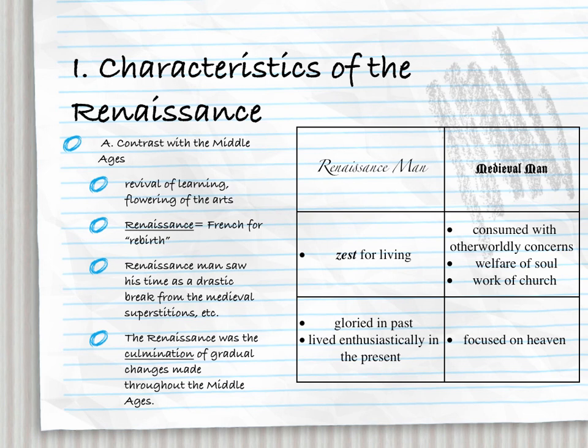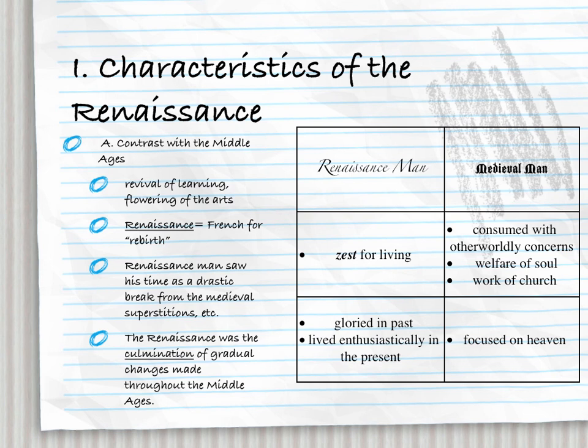The medieval man, he's consumed with otherworldly concerns, meaning he cares about what his life's going to be like after he leaves this earth. So what is heaven going to be like? Am I going to go to hell? I need the welfare of his soul. Does he need to be paying the church for something? Because remember, the Catholic Church kind of is the only church that exists at this point. We're heading into the Reformation, but we're not there yet. You have the work of the church being one of his primary concerns, okay? Because everything is towards his salvation. Remember that a lot of people went on the Crusades because they thought that if they did, they could kind of get a pass into heaven.